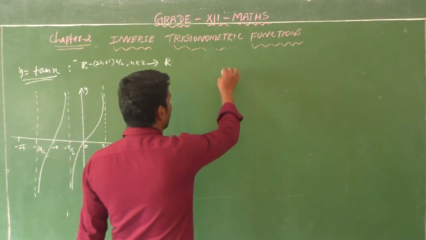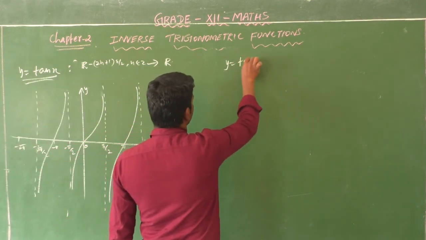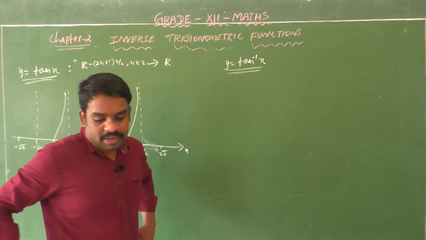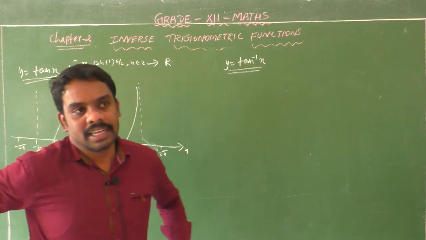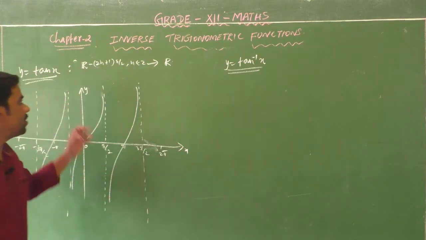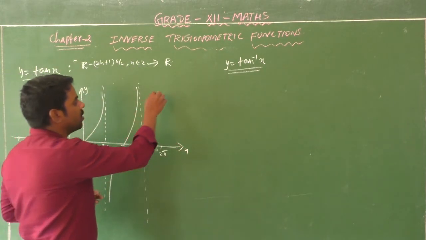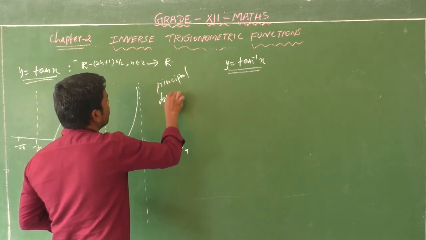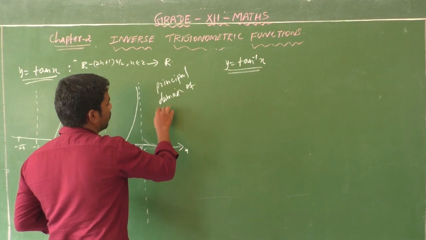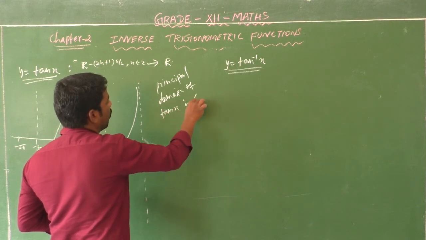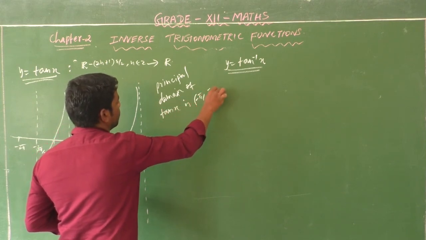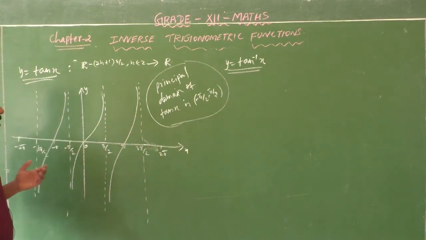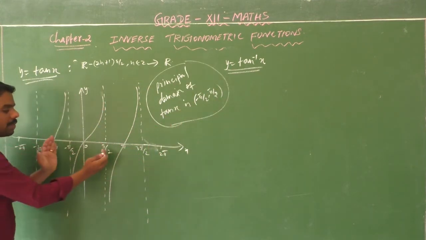Listen, now the y equal to tan inverse x curve. Here, you know, the principal domain of the function tan x is the open interval minus pi by 2 comma plus pi by 2. This is the principal domain of this function.